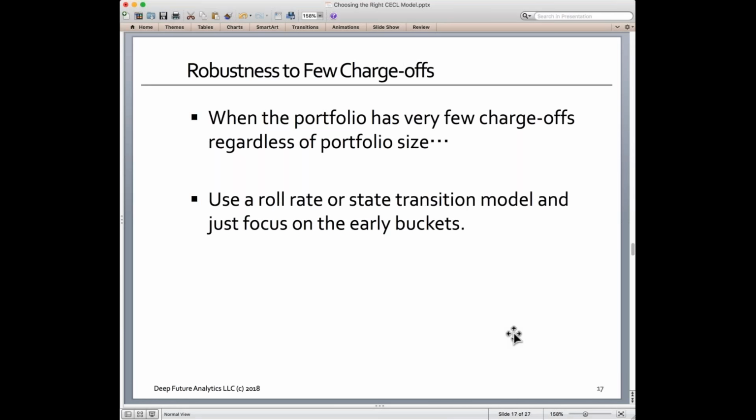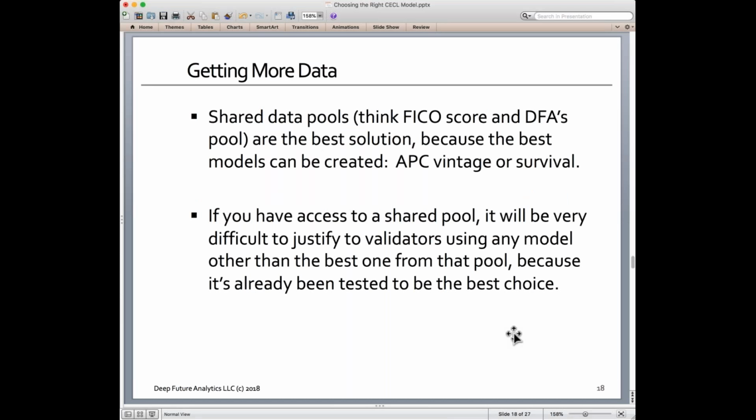If you have very few charge-offs, this may be a prime mortgage portfolio or a prime commercial lending portfolio where you're just not getting charge-offs, then you could focus on a roll rate or a state transition model where you really look at early delinquency and then use a constant charge-off rate for the later buckets. It's not a bad approach. Or another remedy for both of those problems, get more data, and shared data pools are one approach.